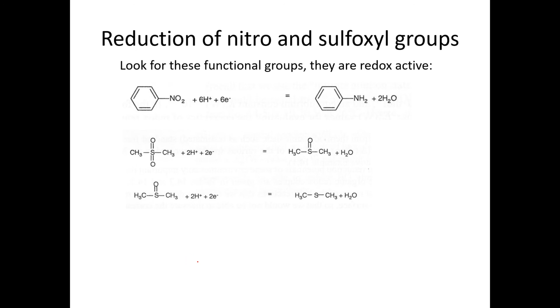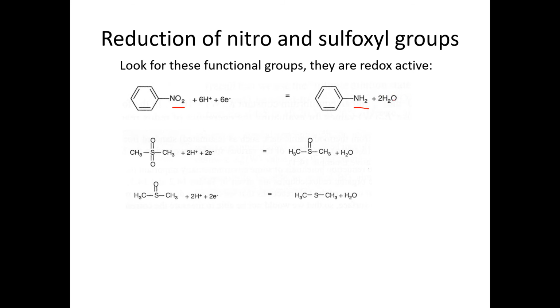Then there are a few functional groups that can be reduced that are not halogenated. One of them is the nitro groups. Very, very common to find nitrobenzenes in the groundwater that are getting reduced to aniline. Again, you're taking these two oxygens off, and those two oxygens are ending up over here as water molecules.